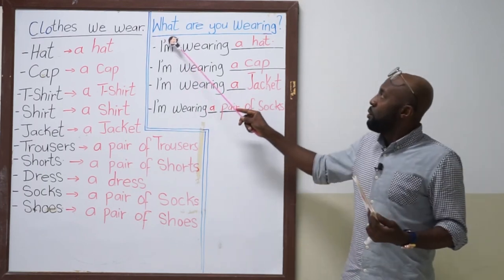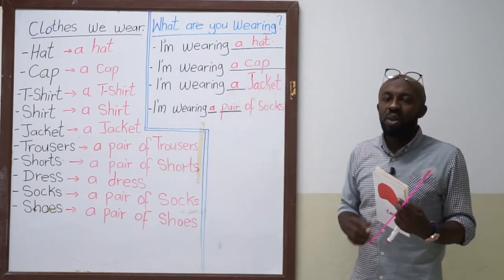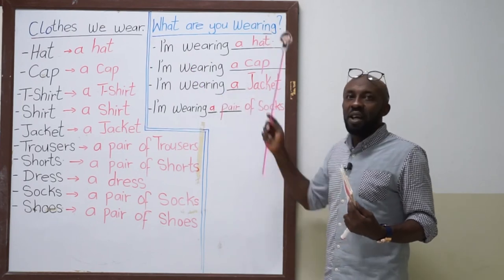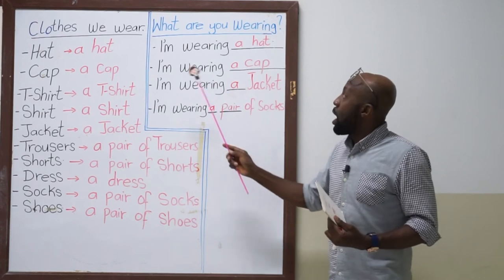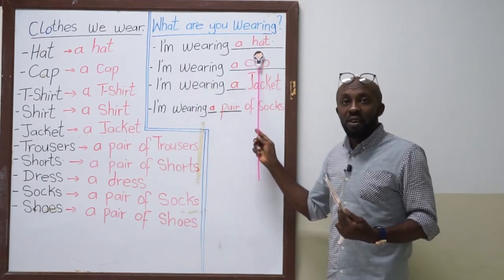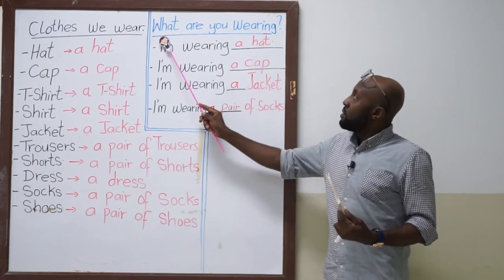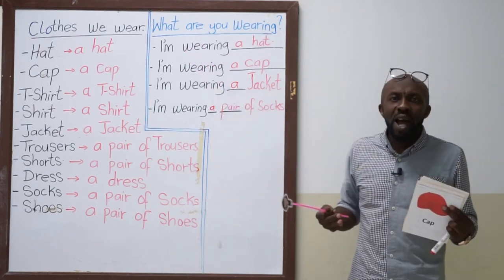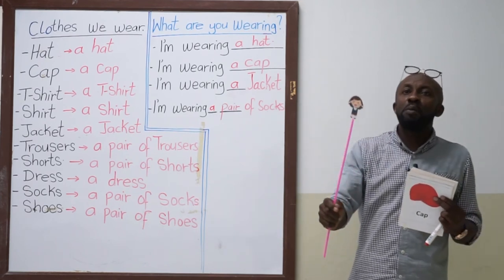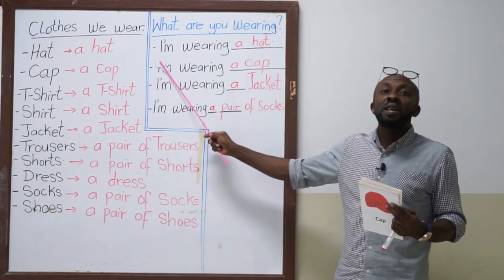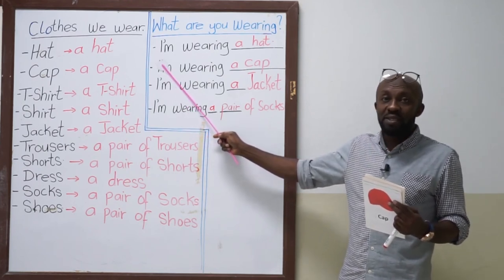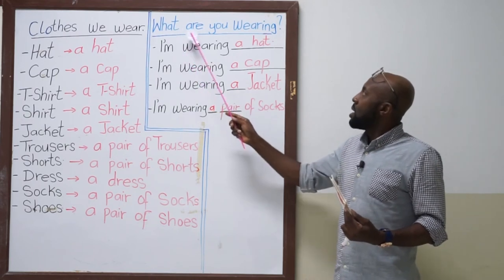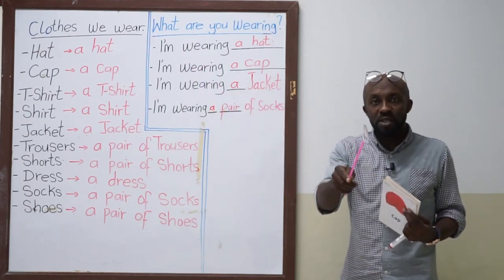Okay. Let's repeat it one more time. This time, Teacher Kings is going to ask the question, and then students, you are going to read the answer, okay? So, Teacher Kings will ask the question, what are you wearing? The students, you give me the reply. As I point, you read and reply, okay? Okay, now, let's go. What are you wearing? Students, answer.